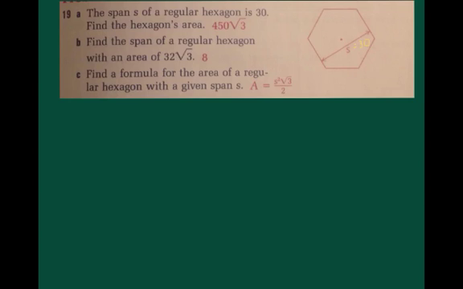Okay, number 19 on page 535 brings up a lot of the techniques that you need to use in this chapter when solving problems involving an apothem and regular polygons. So they start by telling us the span equals 30.